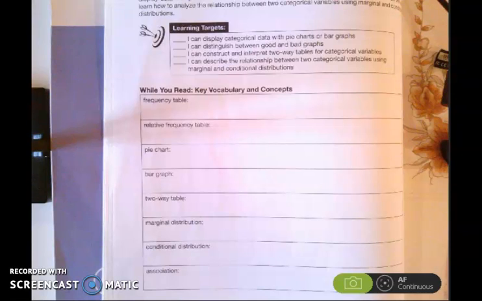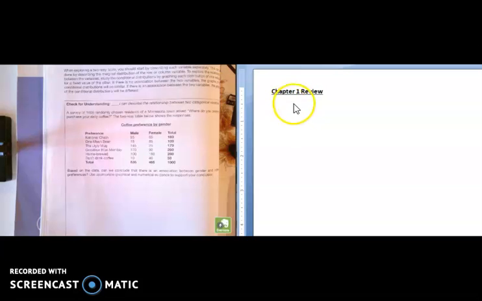And then you can see that these are the vocabulary words. Frequency table: just how many individuals have that category. Relative frequency: anytime you see the word relative, that's a percentage. Pie chart, bar graph, two-way table is just a table, and we were just mentioning marginal and conditional distribution. And the last vocabulary word is association, and that was our positive association, a negative association. When you're looking at a graph, are they even related? Is there any relationship between those two variables? So let's look at an example next.